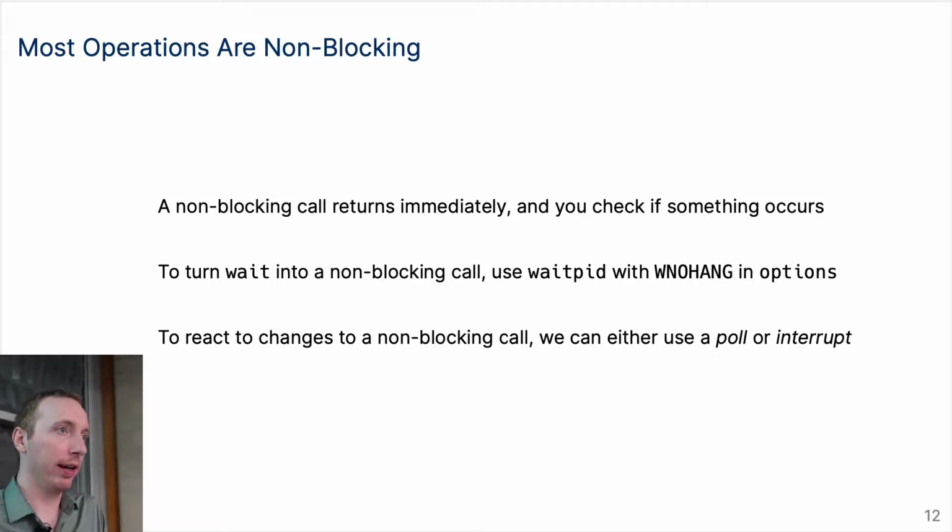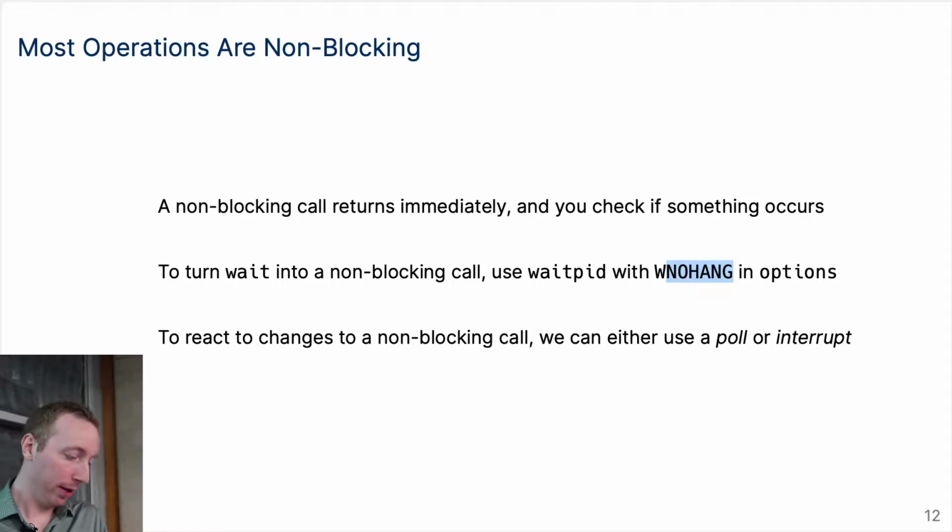For the most part, especially when interacting with hardware, there won't be special function calls for hardware that block. They'll be non-blocking. You'll have to check a value or something like that and see if there's a change. Just to illustrate that, we'll turn wait into a non-blocking call. We have to use waitpid with the WNOHANG option, and then it will return immediately.